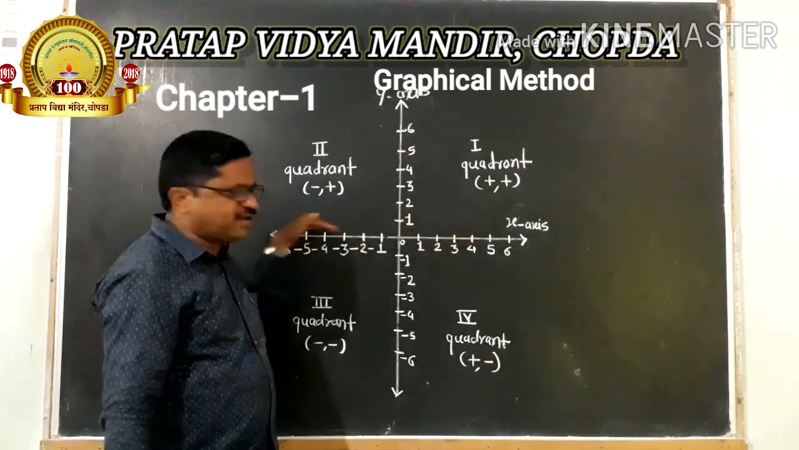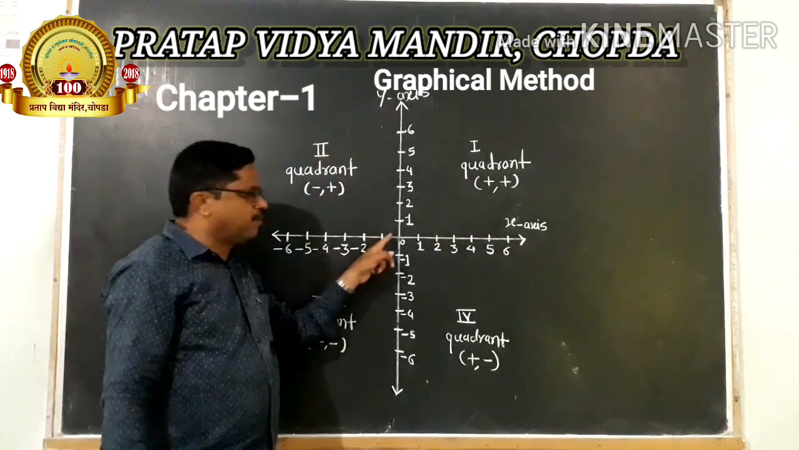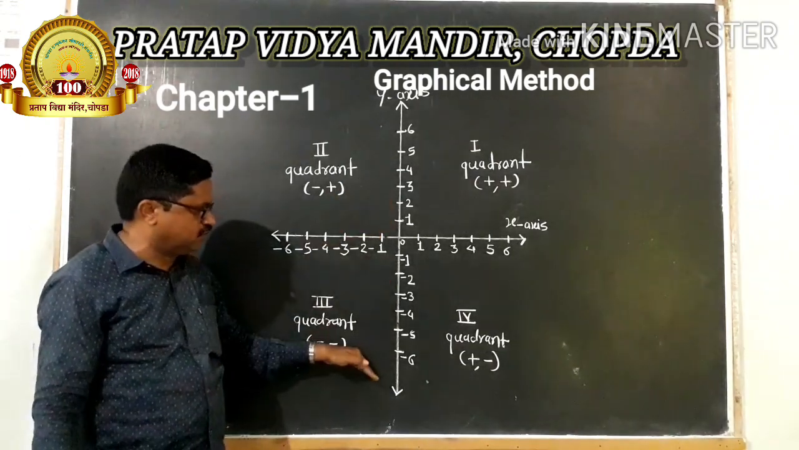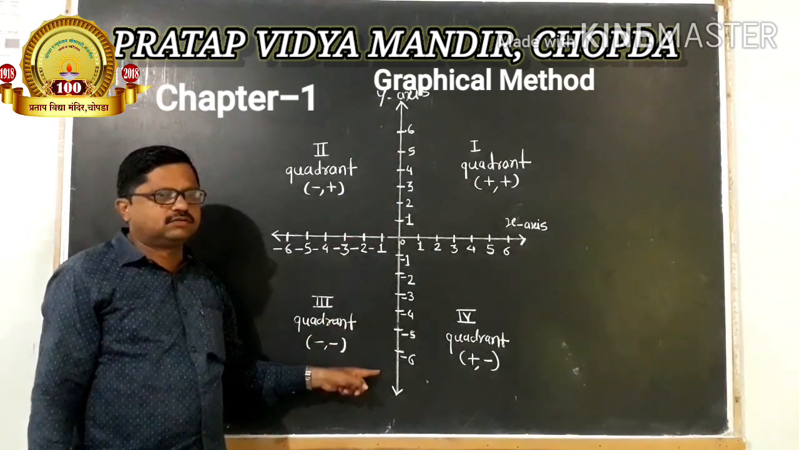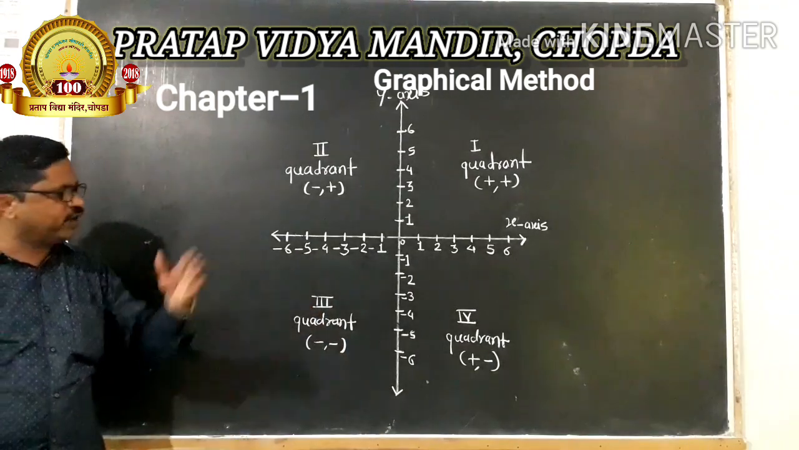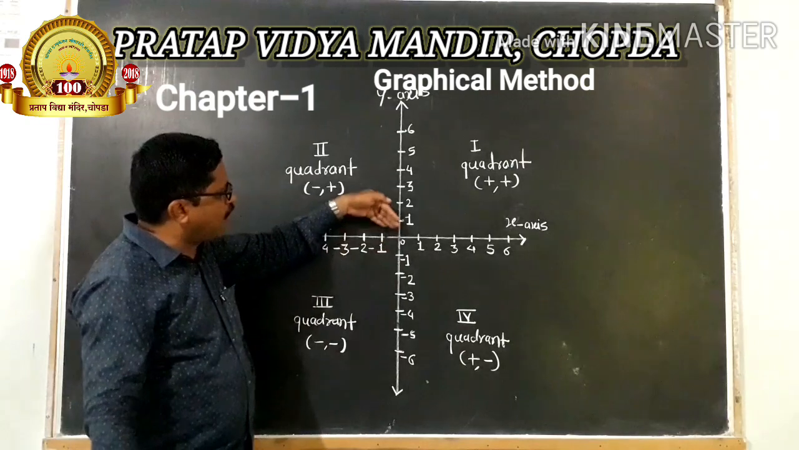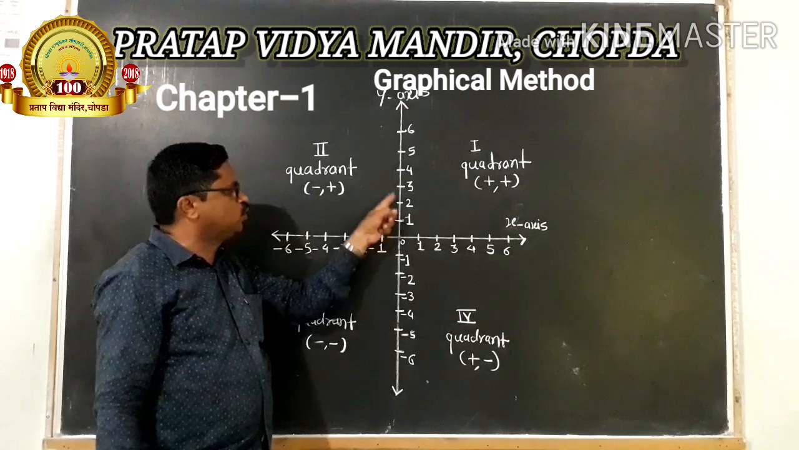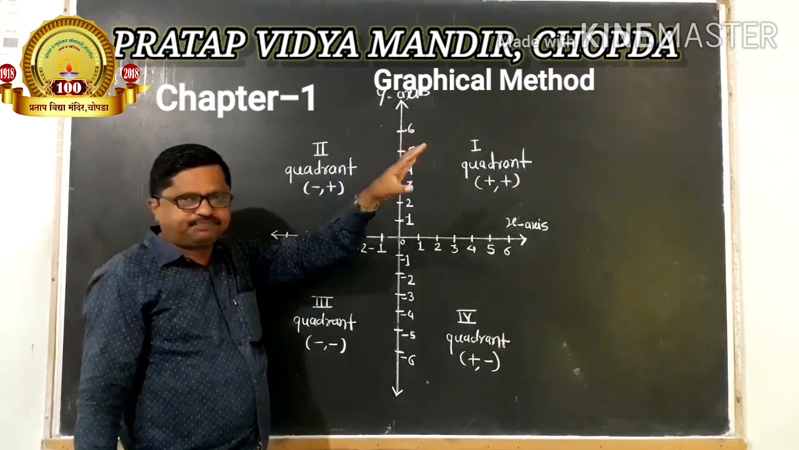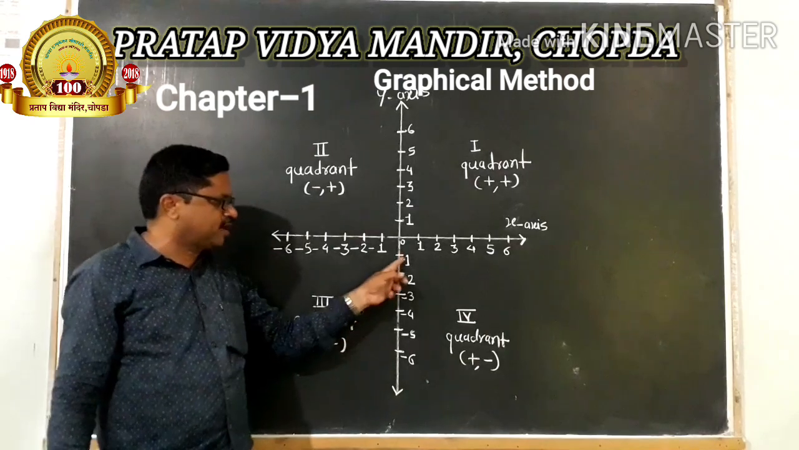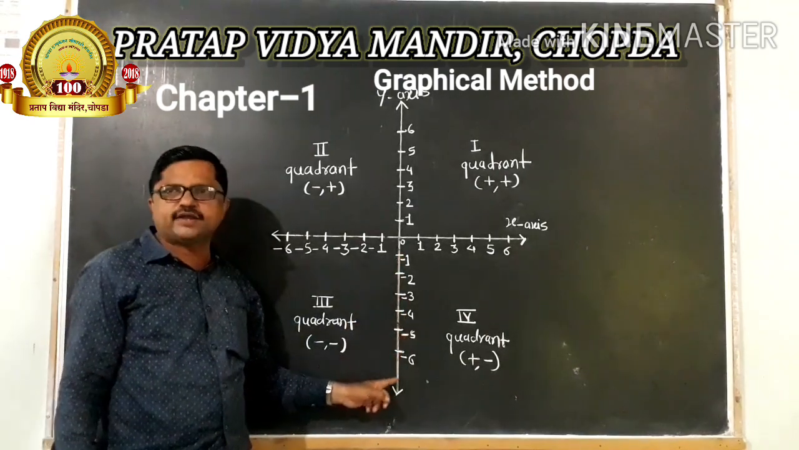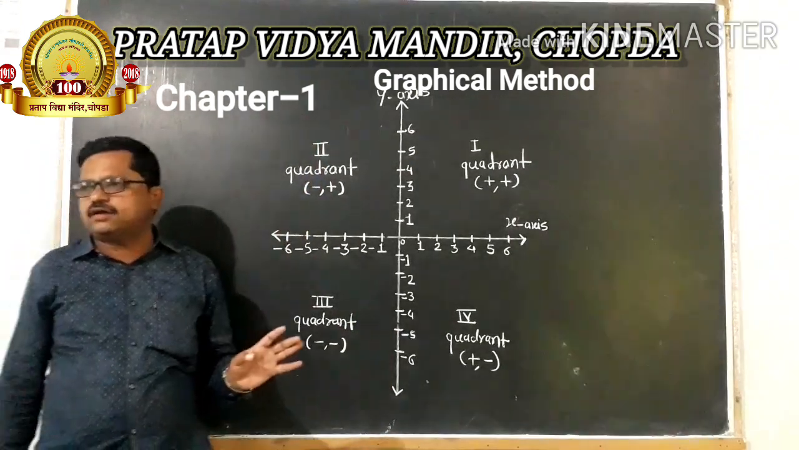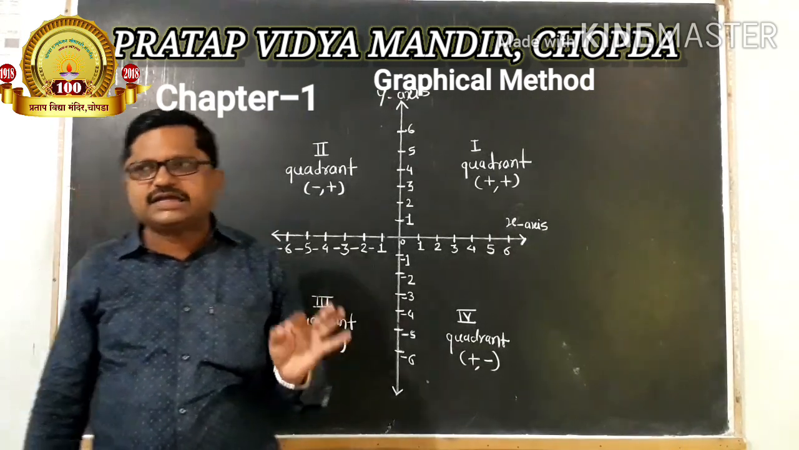Above the x-axis, the numbers on the y-axis are positive, and below the x-axis, the numbers on the y-axis are negative. You can see on the board, above the x-axis the numbers are positive 1, 2, 3, 4, 5, 6, and below the x-axis the numbers are -1, -2, -3, -4, -5, -6. By using these two axes, we can take coordinates of a given point.